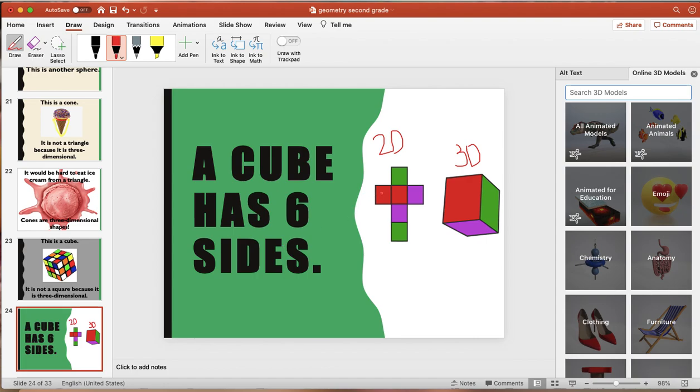So we would count how many squares we have. So we have 1, 2, 3, 4, 5, and 6. So it has 6 sides. So when we lay it flat like this, remember, it's two-dimensional. But when we put it together and it pops out at us, that's considered three-dimensional.